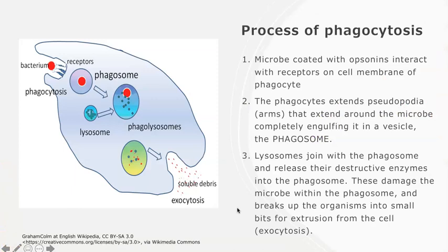So what are the steps in phagocytosis? First of all, the phagocyte has to find the microbe.